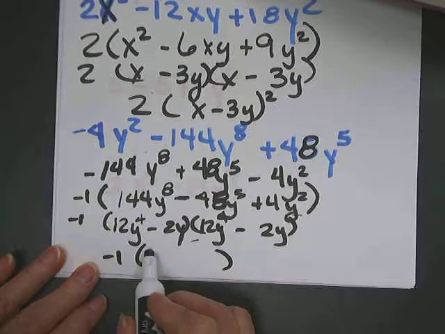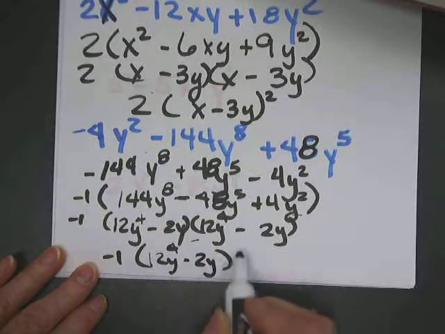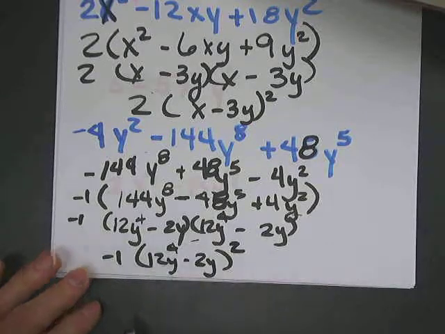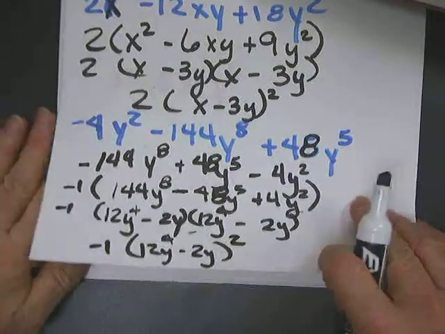So 24 and 24. How are we going to get negative 48? Both negative. Right. So we got negative 1 times 12y to the 4th minus 2y squared.